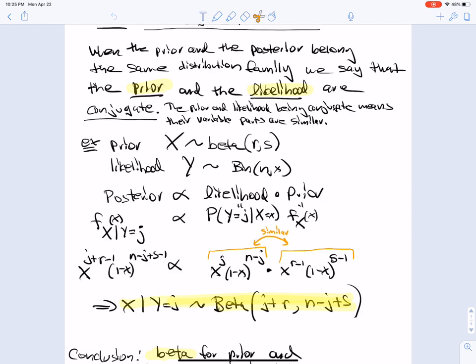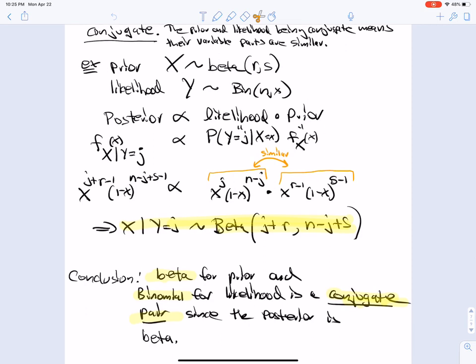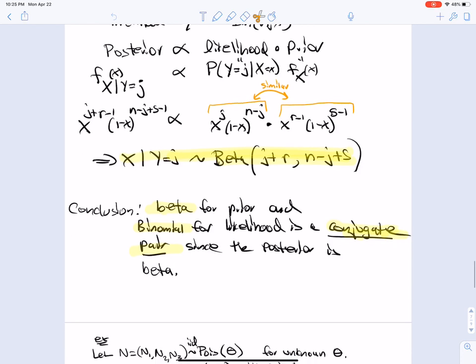And the prior, we're told, is beta. So I've written down the variable part of the beta. And notice that the variable parts of the binomial and the beta are very similar. So when you multiply them together, you just get a beta. So I've updated the parameters. Conclusion: beta for prior and binomial for likelihood is a conjugate pair, since the posterior is beta.